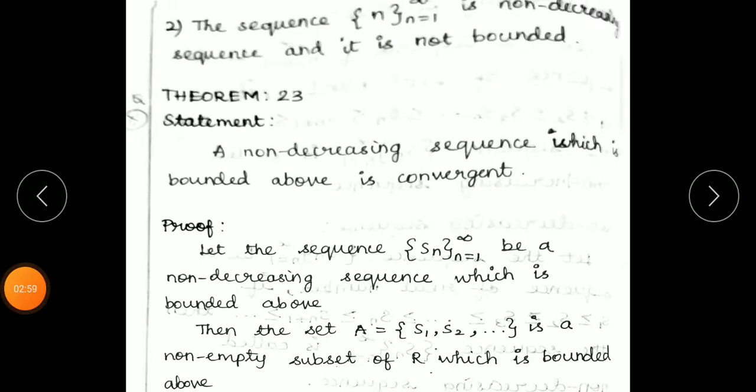Next, we are going to see the important theorem. See the statement. A non-decreasing sequence which is bounded above is convergent. Non-decreasing in the sense it's an increasing sequence. So if you are taking one sequence, it is a non-decreasing sequence and also it is bounded above. Therefore, it is called a convergent sequence.